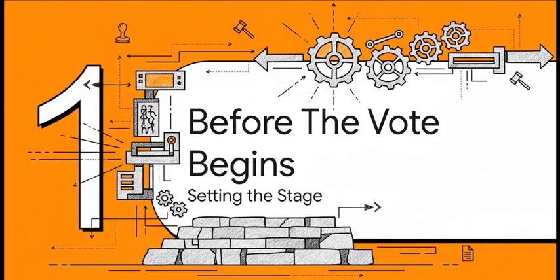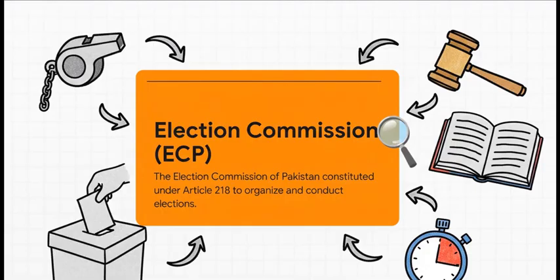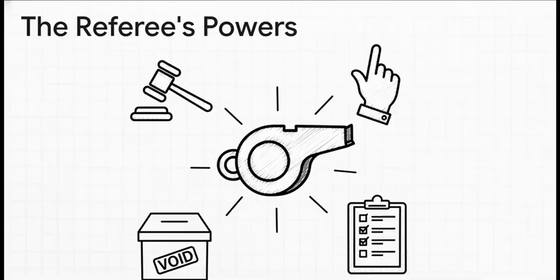Okay, so where do we even begin? Well, long before anyone casts a vote, a ton of work has to be done behind the scenes just to set the stage. This is the foundation that the entire election is built on. Right at the heart of this whole process is one absolutely crucial player: the Election Commission of Pakistan, or the ECP. Now, if an election is a game, the ECP is the official referee. It's an independent body with one single job: to organize and run elections exactly by the book. And believe me, this referee has some serious power.